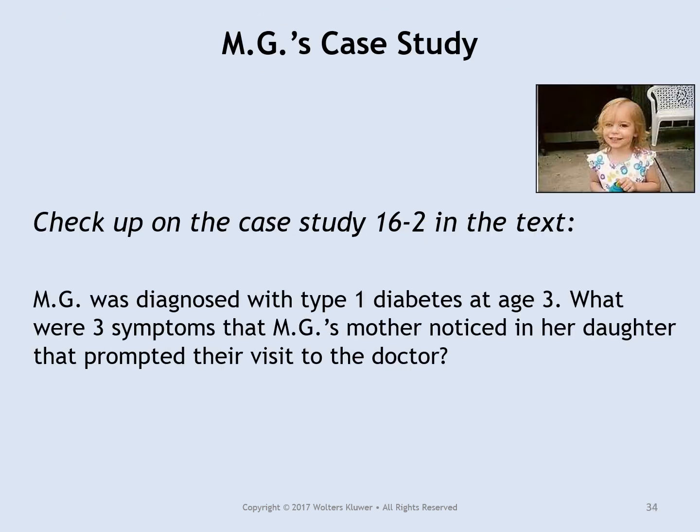So let's take a look at MG. She has type 1 diabetes. Remember, that is the inability to make enough insulin or any insulin at all. Let's look at 3 symptoms that she exhibited that initiated the visit to the doctor for her diagnosis.